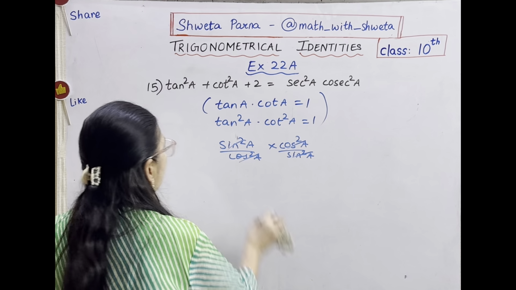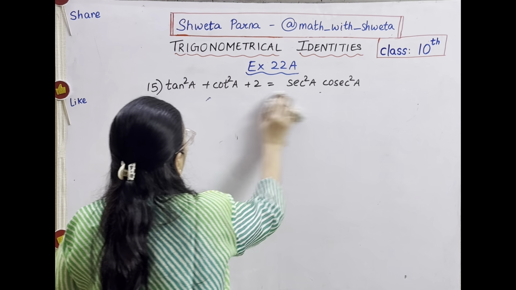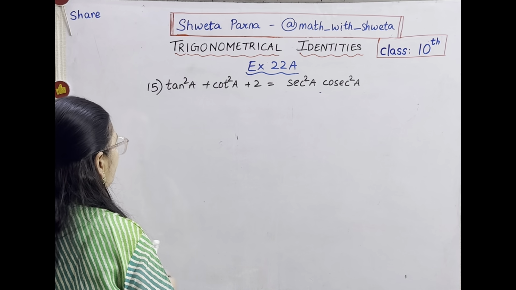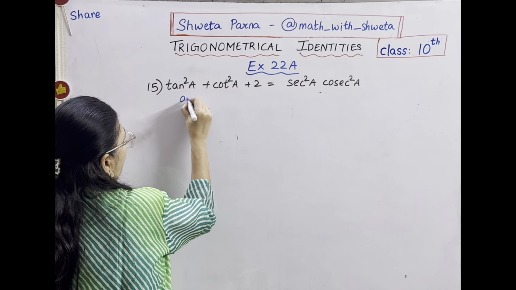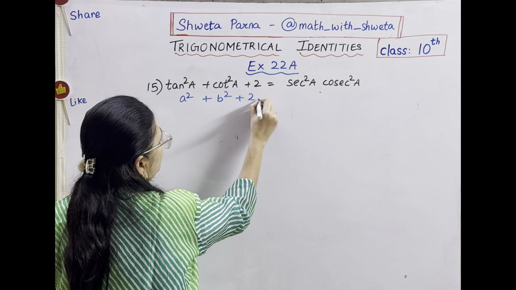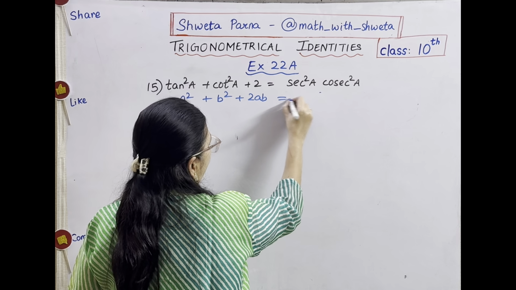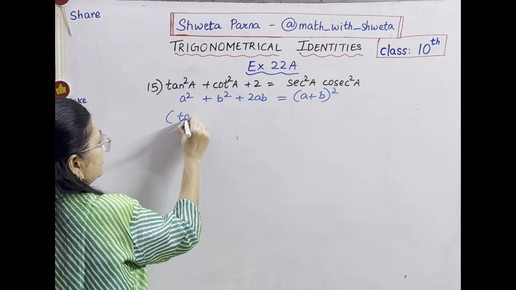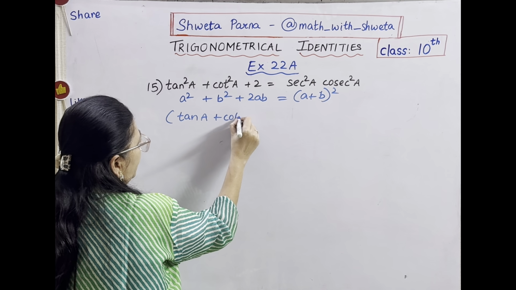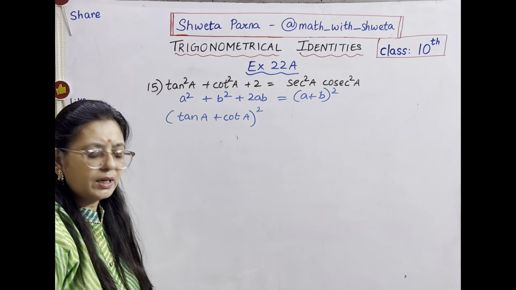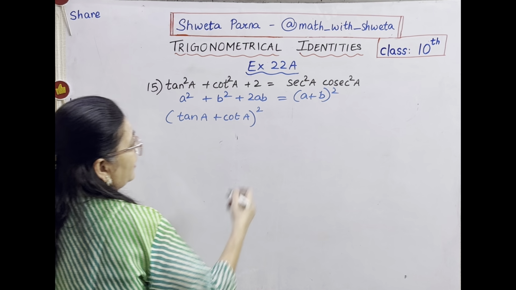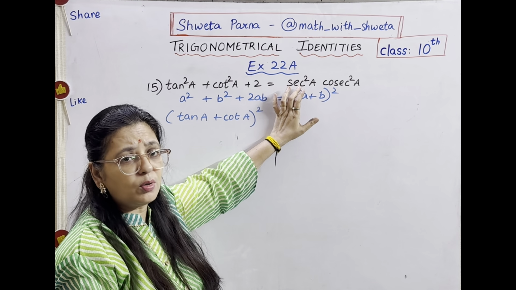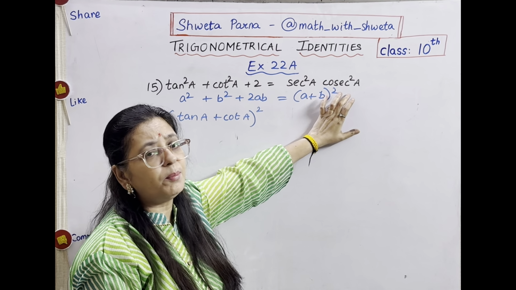Chalo, you are going to use this to solve. So, tan square A plus cot square A plus 2. This is of the form A square plus B square plus 2AB. So what is the identity? The identity is A plus B the whole square. So over here it is tan A plus cot A the whole square. Clear? Now we have to find sec square A and cosec square A. What is sec square A? 1 upon cos square A. What is cosec square A? 1 upon sin square A.